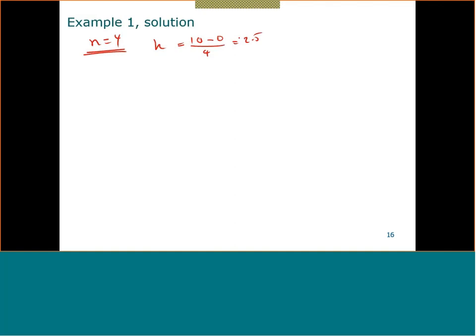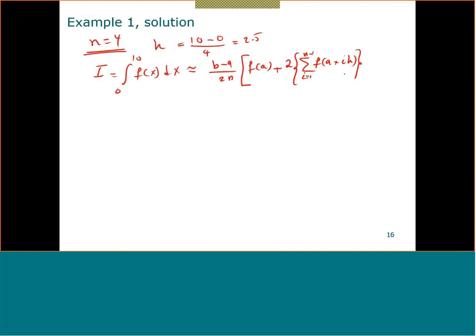Okay. So the integration, which goes from 0 to 10 of the function f of x dx, is approximately equal to, again, the total formula: b minus a over 2n, f of a plus 2 summation i goes from 1 to n minus 1 of f of a plus i h, plus f of b. This is the general formula.